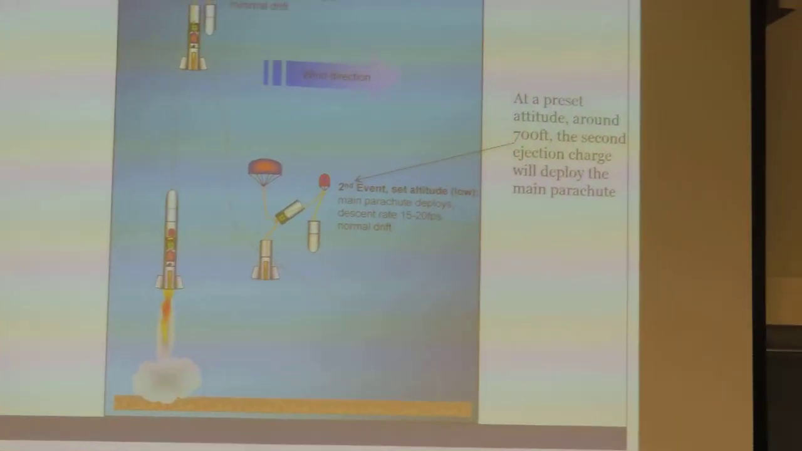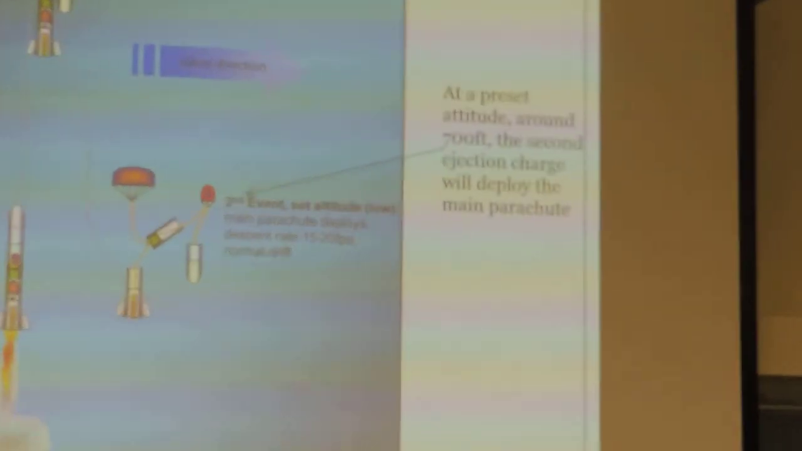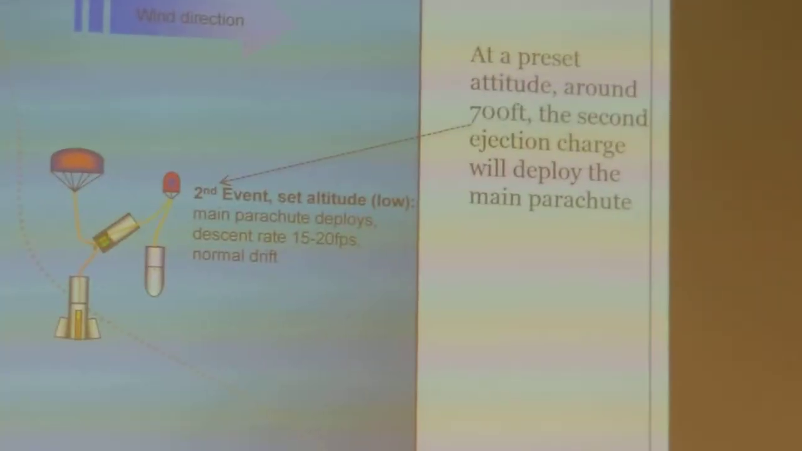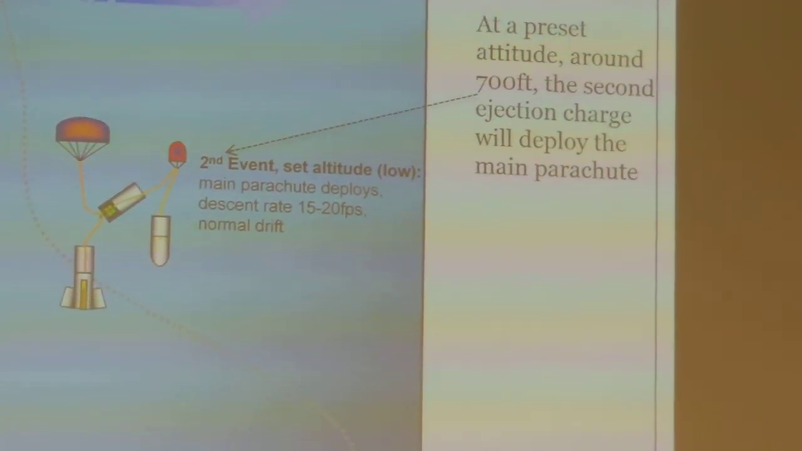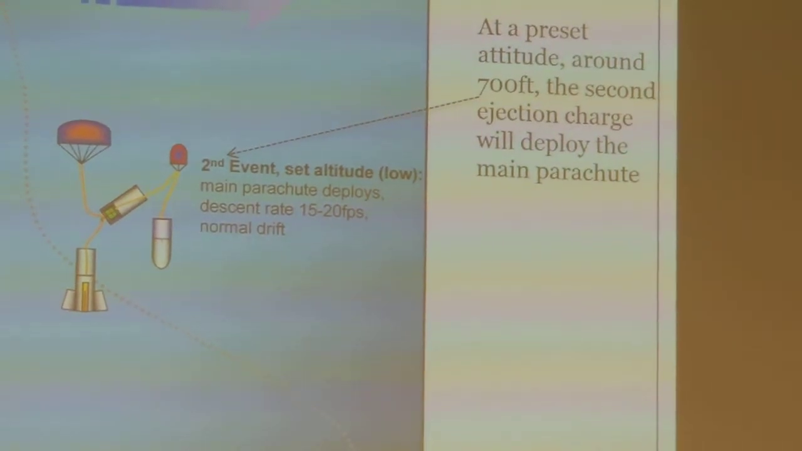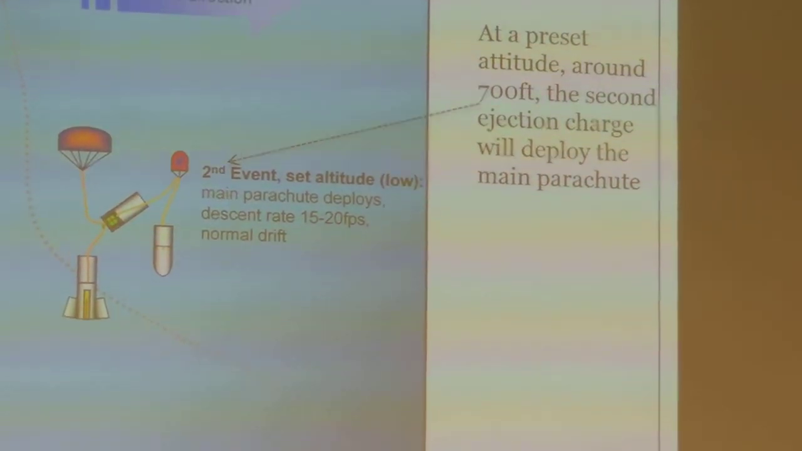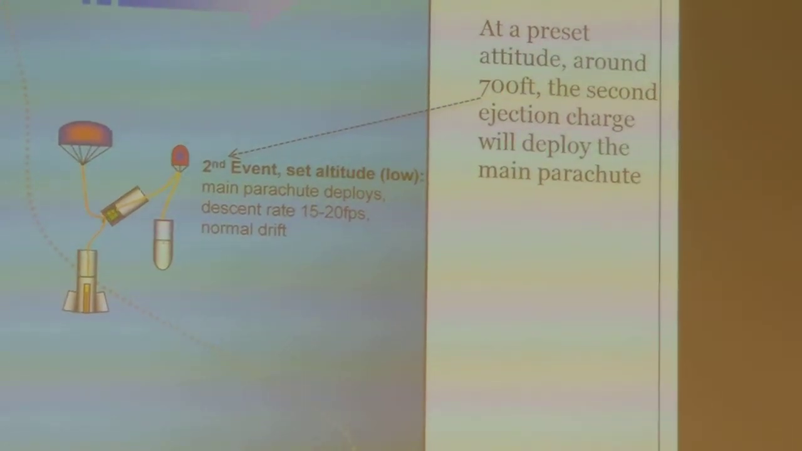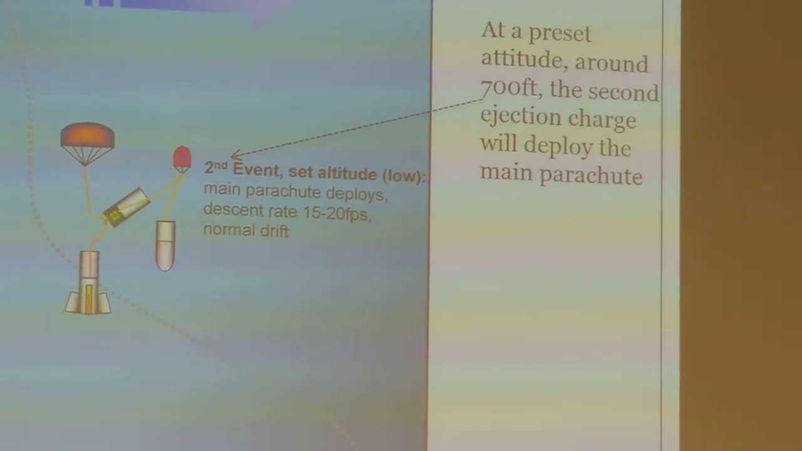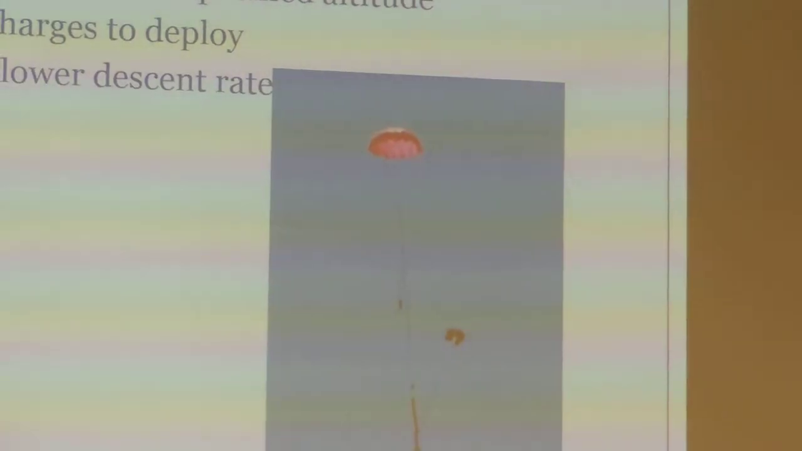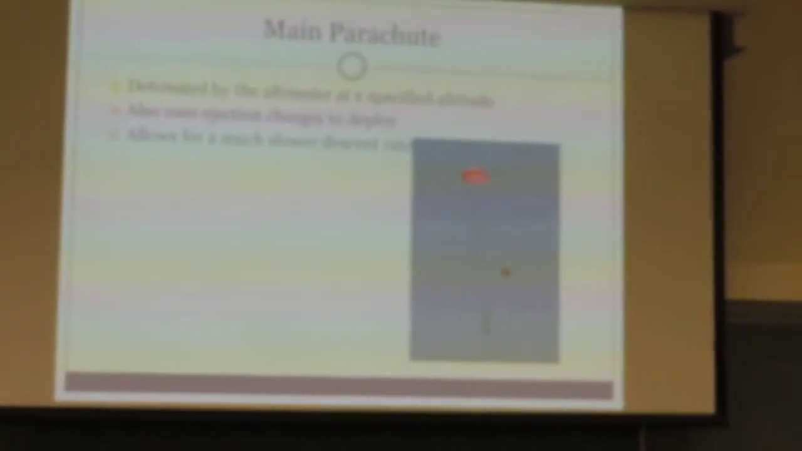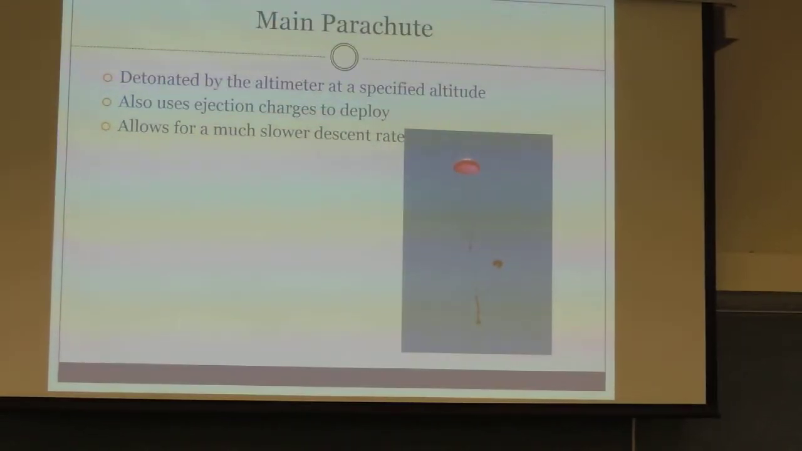All right, so after it's coming down on the drogue chute, it's coming down fairly steep and pretty fast. At the second event, for our rocket, it was 700 feet. The altimeter will see that it's at 700 feet and deploy the second charge. Another round of ejection charges will go off and deploy the main parachute, which is substantially bigger and will give us a nice descent rate for landing that won't damage the rocket. Main parachutes, like I said, have a much slower descent rate and are deployed at a specific altitude. You can see that it's really big actually.